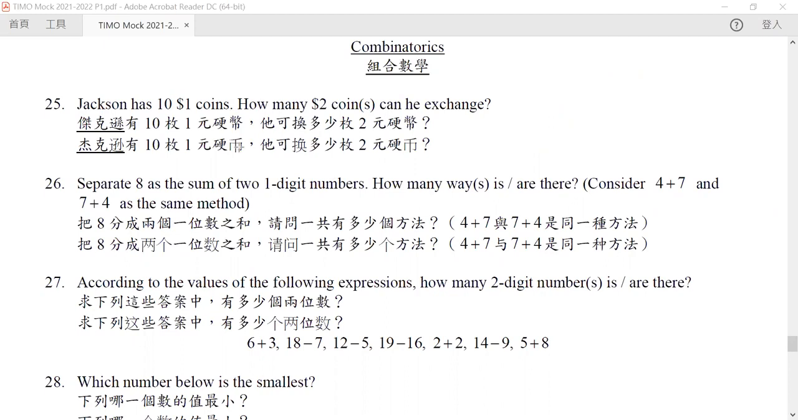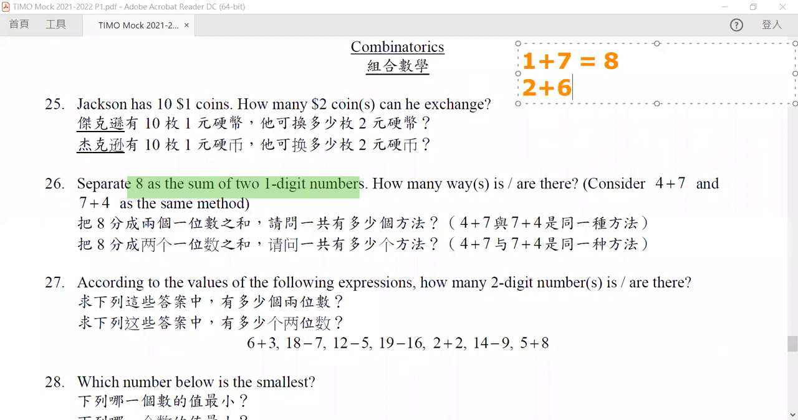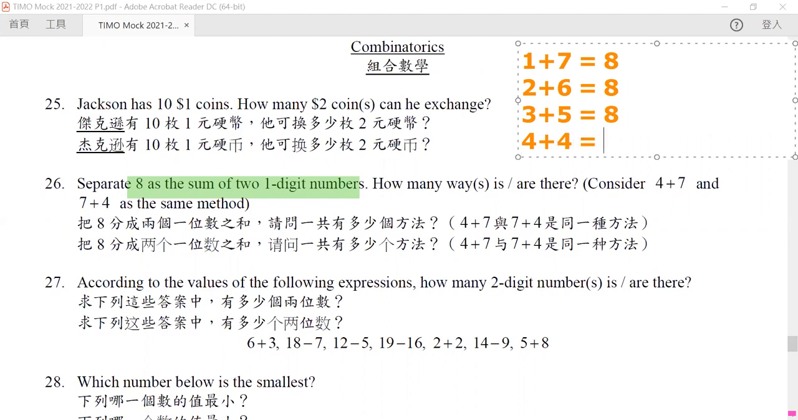We want to separate 8 as a sum of two one-digit numbers. So again, how many ways are there? We can immediately count it by hand, right? We can write that it is 1 plus 7, which is 8. Now, is there any other way? 2 plus 6 is also equal to 8. And then we have 3 plus 5, again equal to 8. And finally, 4 plus 4 is also equal to 8.